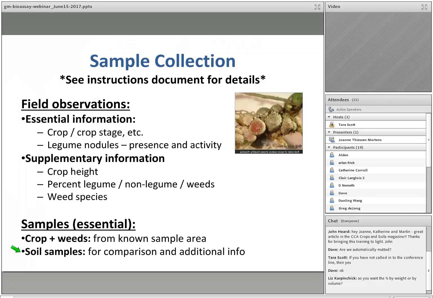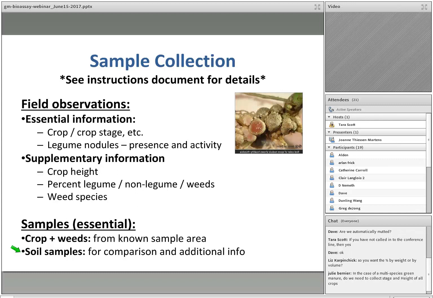Okay, we've got a quick question from Liz. Do we want the percent by weight or by volume? We are going for percent by weight, because that's where it all boils down to, the plant biomass, the weight of the plant material. And you will find that legumes tend to be lighter than they appear, at least that's my tendency. And grasses would tend to be a little heavier than they appear in a mix.